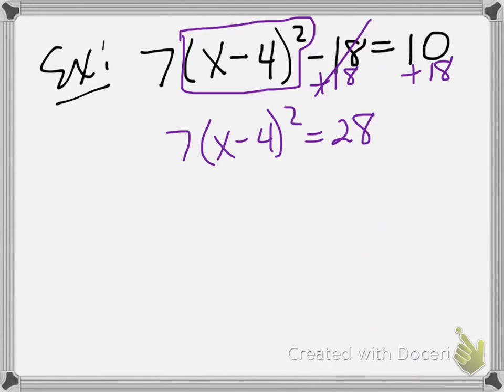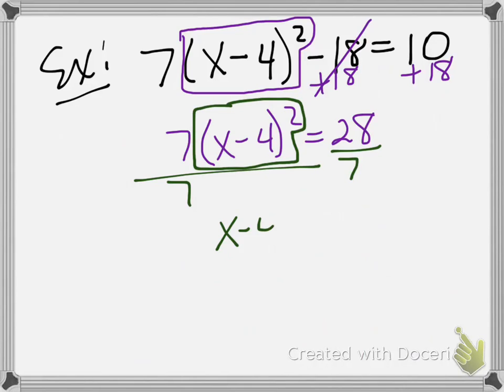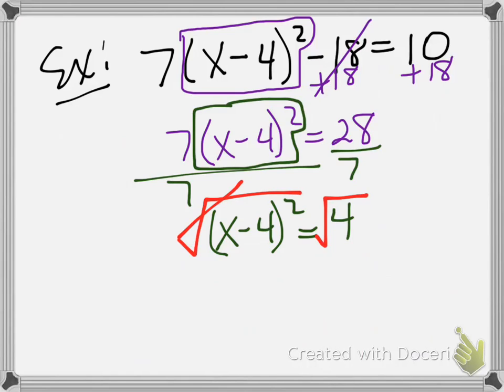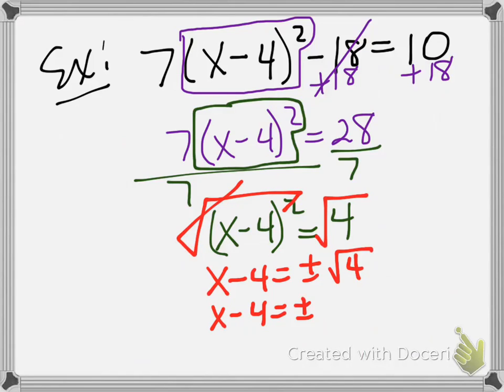Then I still want to get this part by itself. So I'm going to divide both sides by 7. So x minus 4 squared equals 28 divided by 7, which is 4. Now, how do I get rid of the square? I'm going to square root both sides. The square root gets rid of the square. X minus 4 equals plus or minus the square root of 4. X minus 4 equals plus or minus 2, because the square root of 4 is 2.